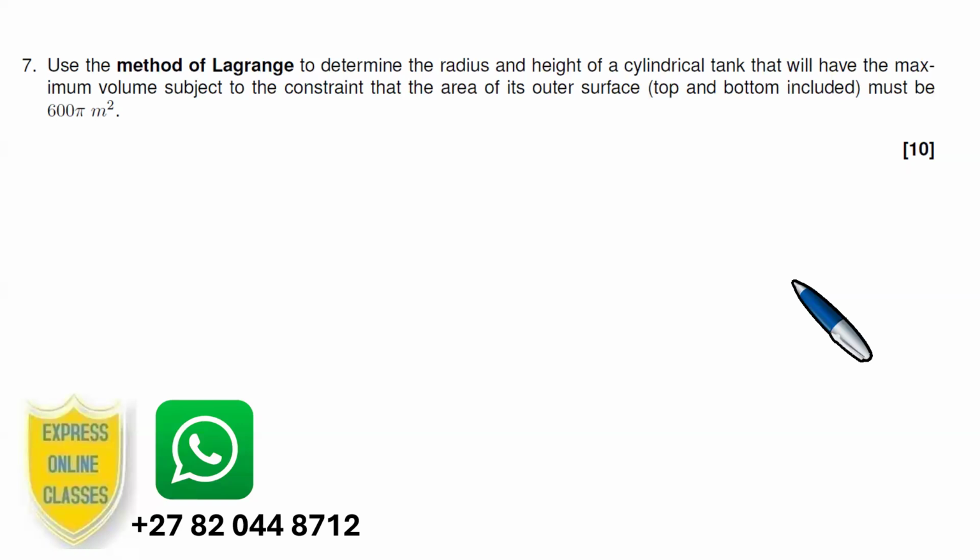So this is something very, very important. Now you realize that you have absolutely no leaks, but the area of its surface, the top and bottom included, must be 600 pi square meters.